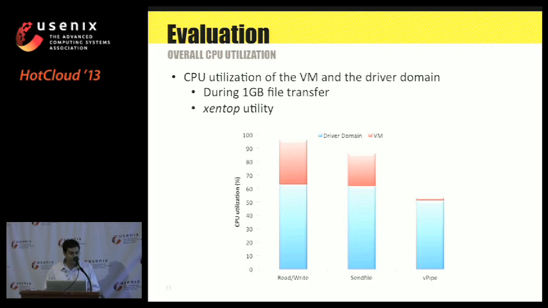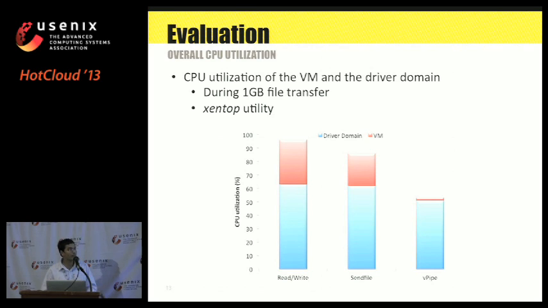Now you might expect that the CPU utilization for vPipe should be higher for the driver domain, the blue bars here. But interestingly, we see a little bit of savings on CPU in the driver domain as well.